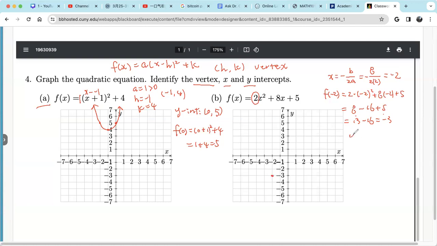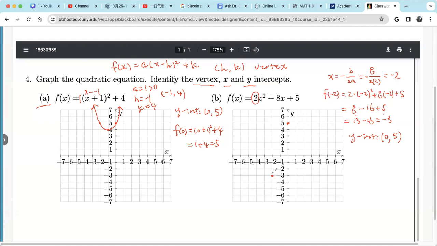Now we need to find the y-intercept. Y-intercept means x value is 0. If x is 0, we have 5. 0, 5 is the y-intercept. So this is the y-intercept.